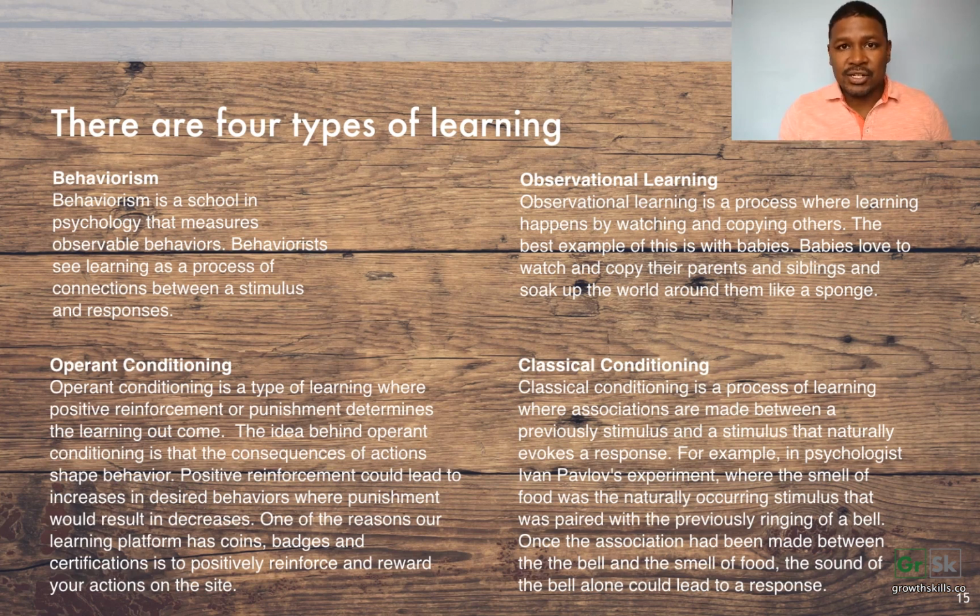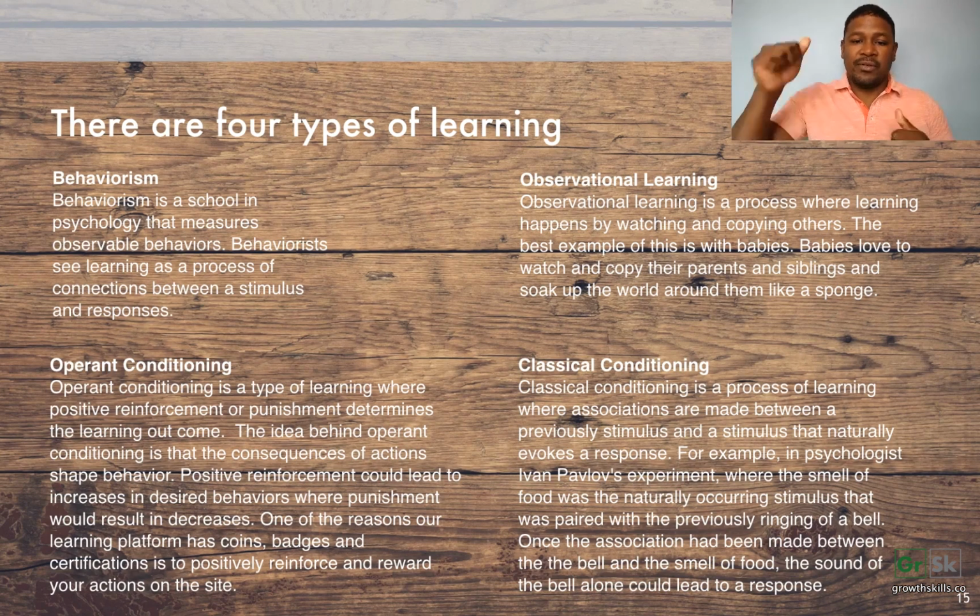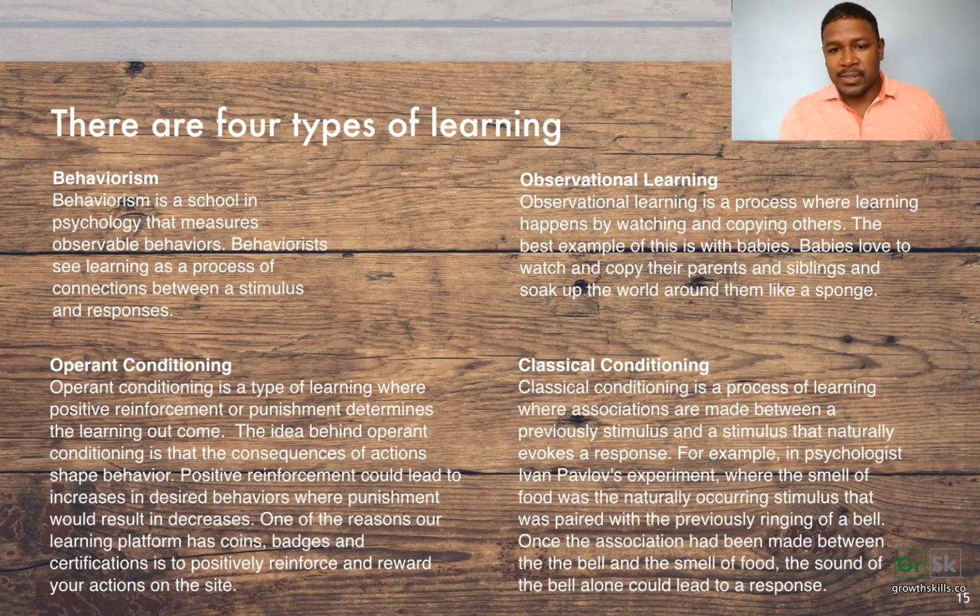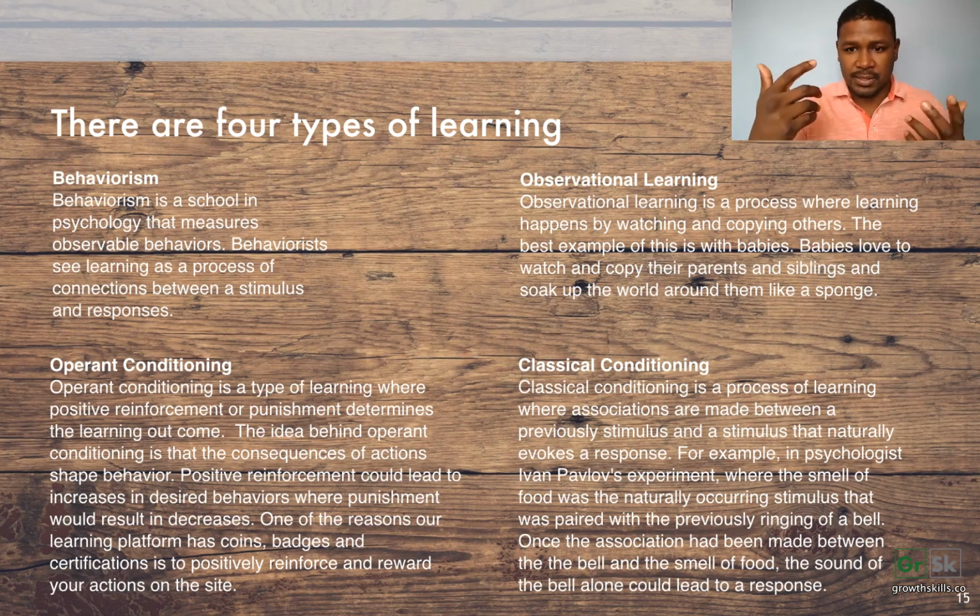Then we have classical conditioning. Classical conditioning is a process of learning where associations are made between a previously neutral stimulus and a stimulus that naturally invokes a response. For example, I think you all know Pavlov. Pavlov trained dogs, and he's very, very famous. He did an experiment where the smell of food was the naturally occurring stimulus, right? And he paired that with the ringing of a bell.